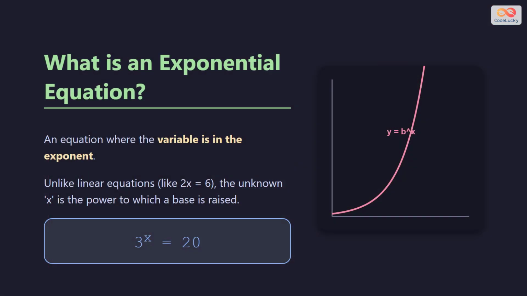First, let us define what we are dealing with. An exponential equation is one where your variable, usually x, is stuck up in the exponent. This is different from the linear equations you might be used to. Here, the unknown is the power itself.